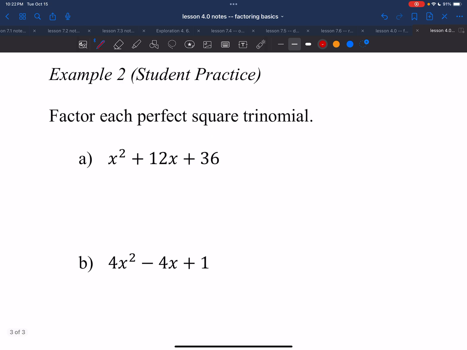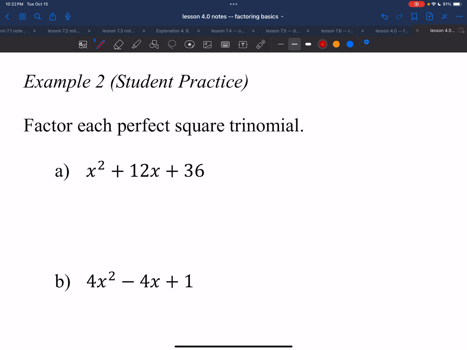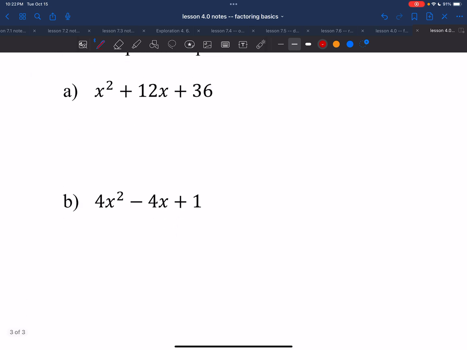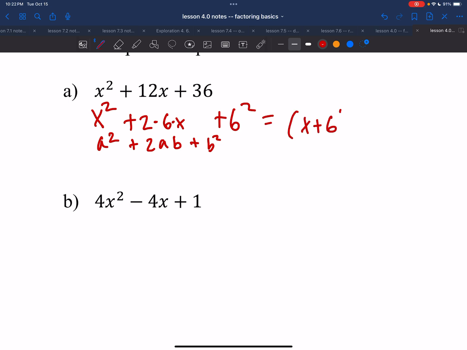Okay, there are 2 more practice problems for the end of this video. You're welcome to pause and try them out. Go ahead, do so. And now I'm going to walk through these real quick. Letter A, so it's x squared at the front, perfect square. 36 is 6 squared at the end, so this is a good sign. And the middle, if I take 6 times x and I double it, oh, hey, this is again a squared plus 2ab plus b squared. Meaning this should factor as x plus 6 squared.